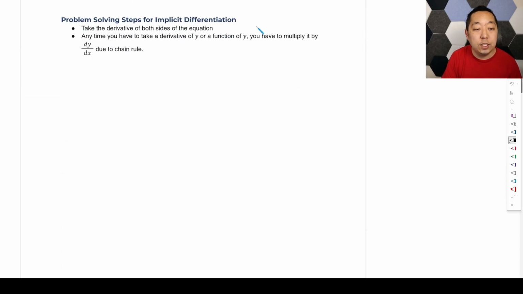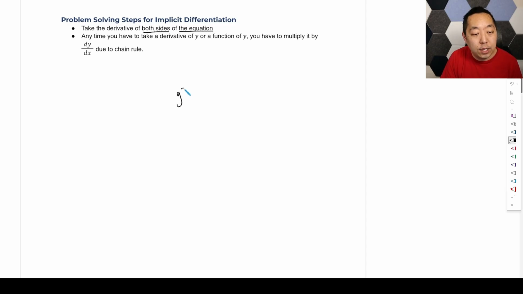So implicit differentiation is, rather than solving for y, you can just take the derivative of both sides of the equation, right? That's a core thing you learn about equivalence in algebra: if I do something to one side of an equation, I have to do the same thing to the other side. And taking the derivative is something you can do to both sides of an equation. The key thing you have to recognize is that every time you take a derivative of y or a function of y, you have to multiply by dy/dx due to chain rule.